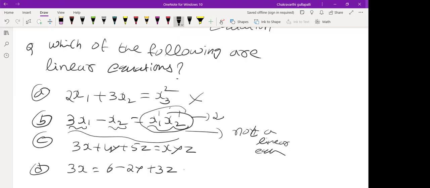Even though degree of x1 is power 1, x2 power 1, it is in the form of a product, a monomial. So degree is the sum of the powers, that is 2. Here again, same story. x power 1, y power 1, z power 1, but this is a monomial. What is the degree of this? It is 3, 1 plus 1 plus 1. So it is also not a linear equation.